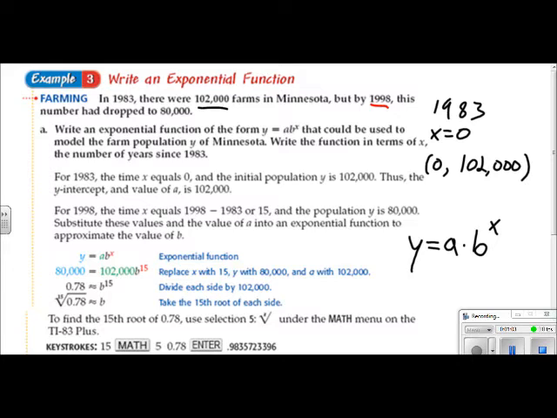Now when it becomes 1998, all of a sudden we've jumped 15 years later. So 15 is our x, and we're at the value 80,000. So we have two values that we can put in here. This value here, because it is where x is 0, that's our initial value. That's where we're starting. So that's going to be our a value. Then we know the point where x is 15, y has to be 80,000. So we can just plug those in right here.